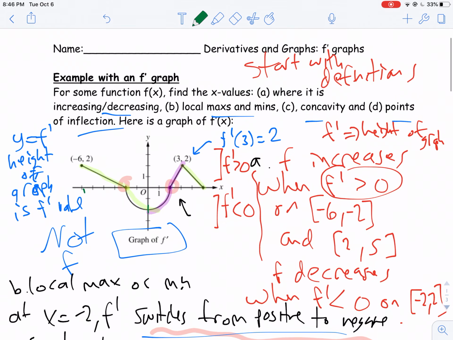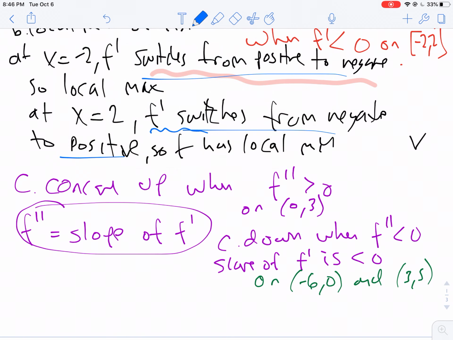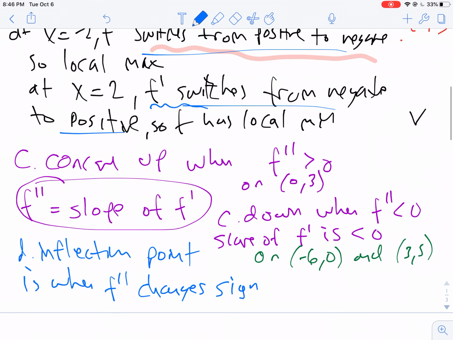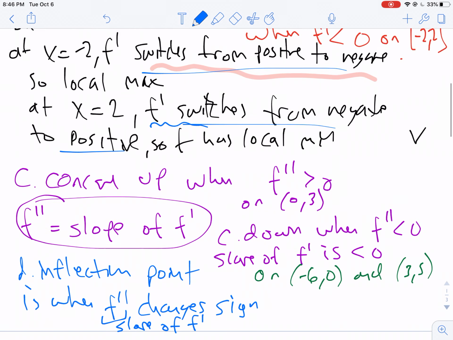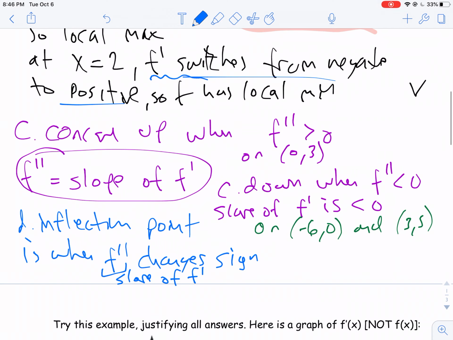Okay, now the other part of this question asks for inflection points. An inflection point is when f double prime changes sign. That is saying that is when my slope of f prime changes sign. So where does this slope of f prime change sign? Well, it goes negative to positive there, and then positive to negative there. So I see those inflection points, those happen at x equals 0 and x equals 3.